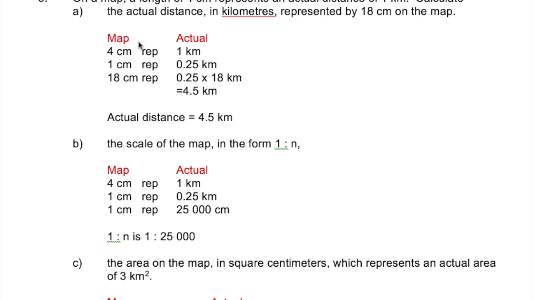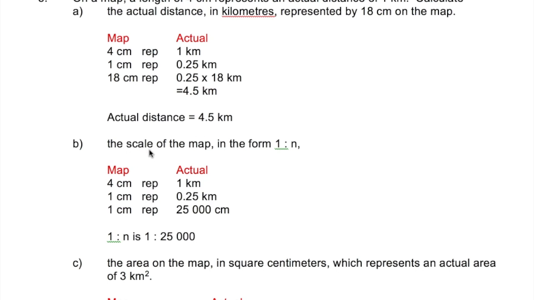In the third sum, we are given that a length on the map represents an actual distance of 1 km. On the map, 4 cm represents 1 km. We need to first find what is 1 cm, which is 1 over 4 equals to 0.25 km. Therefore, 18 cm is just taking 0.25 times 18 equals 4.5 km, which is the actual distance on ground.